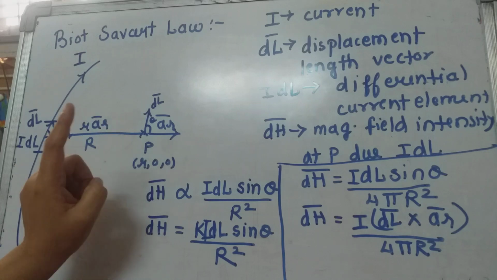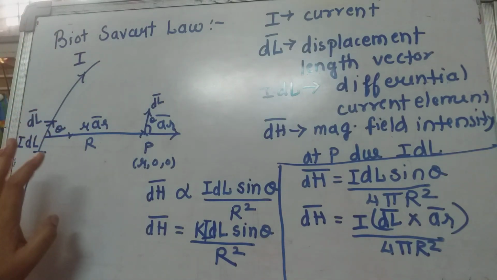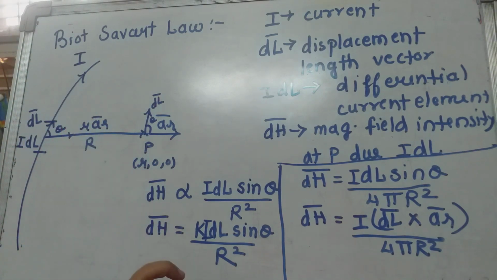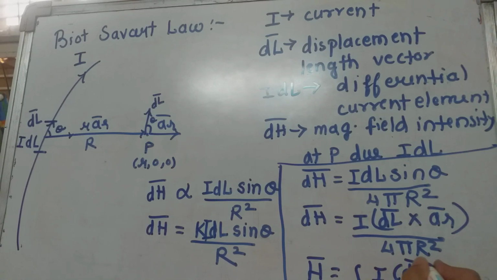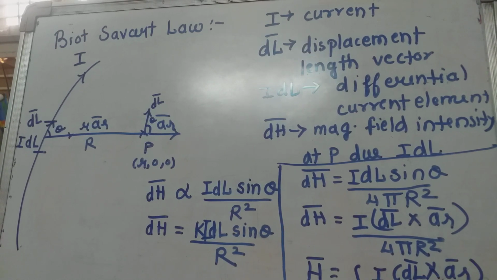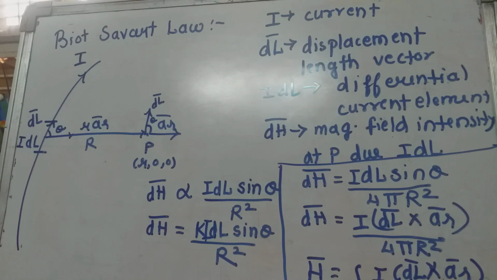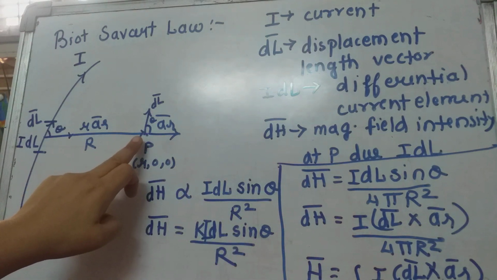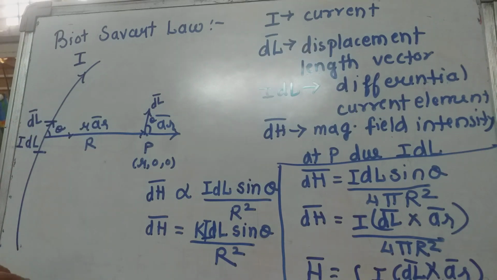Now, the total magnetic field due to this current carrying filament at point P can be given by integrating the above equation, that is H bar is equal to the integral of I dl cross a_r upon 4 pi r squared. So this is the final equation. It gives the magnetic field intensity at point P due to the current carrying filament. Thank you.